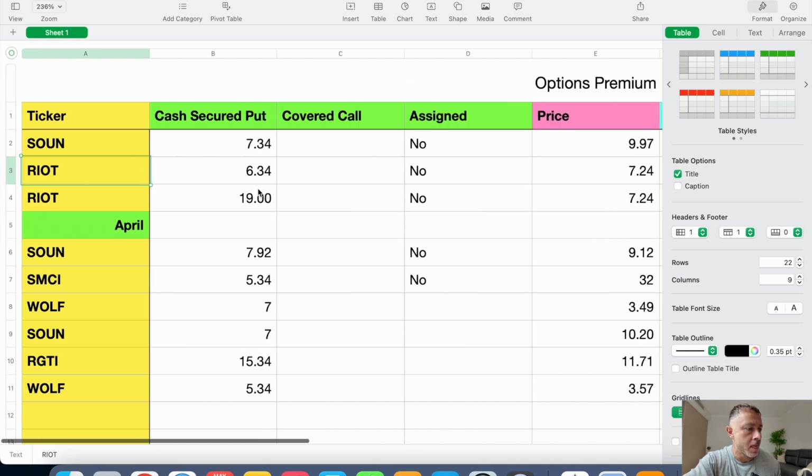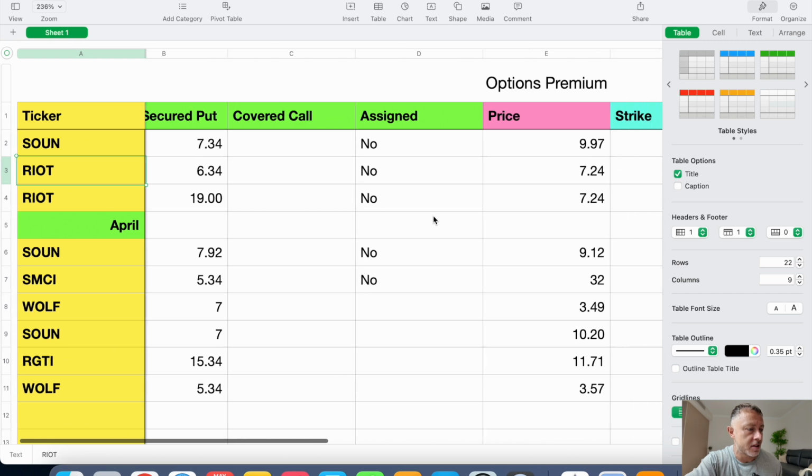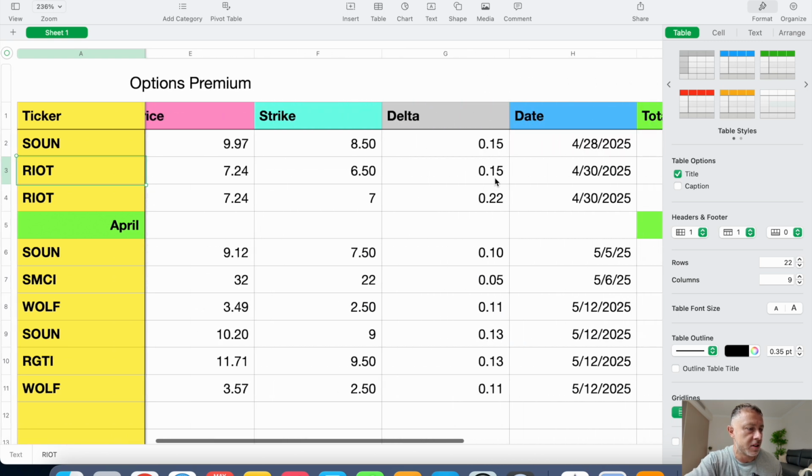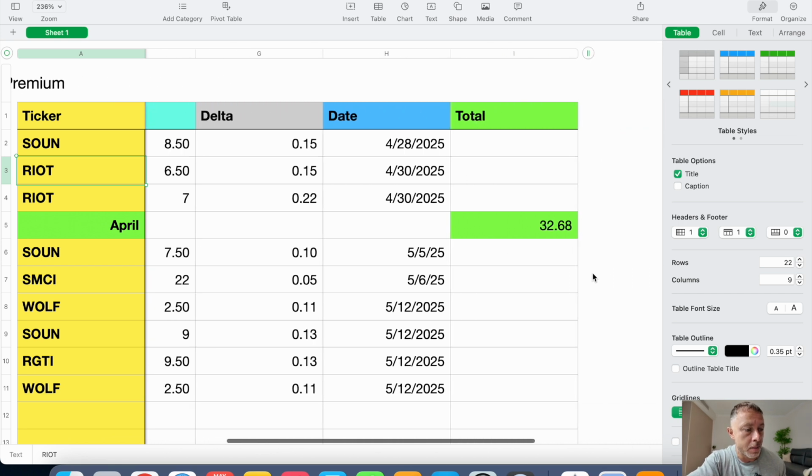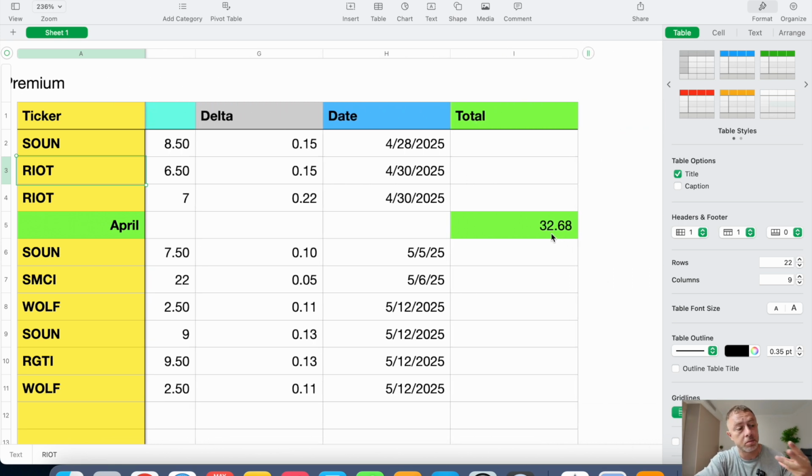So I'll show you April really quick. In April I sold Soundhound, Riot 2 times, and you can see I never got assigned. These are the prices, and you see my delta is usually around 20 or less. I try to keep it 15 or less, to be honest with you. And then for the month of April, I made $30 from those 3 put options.